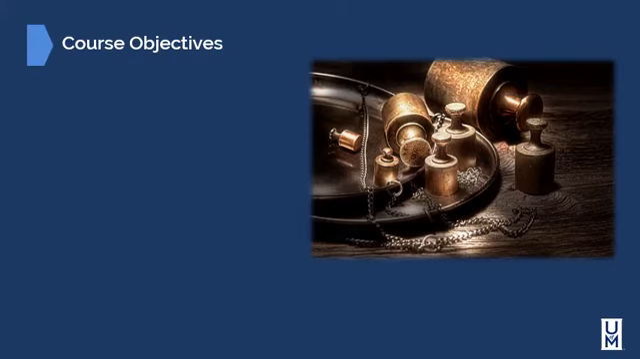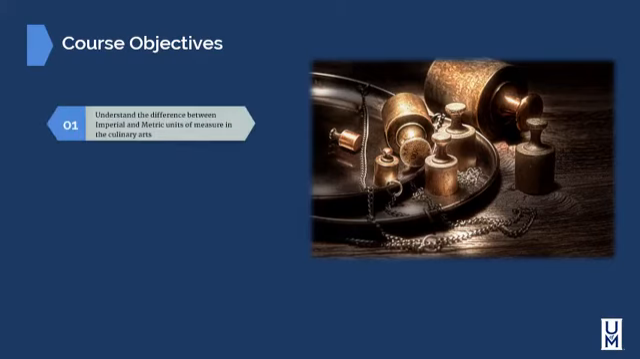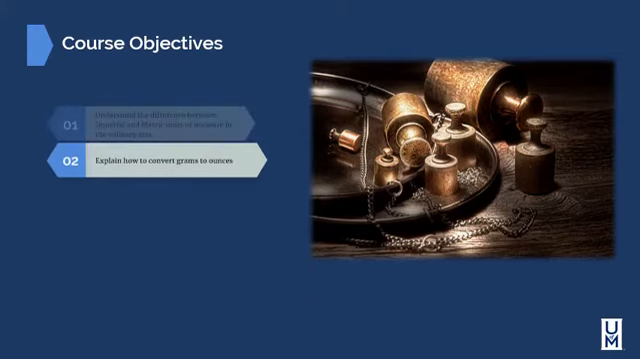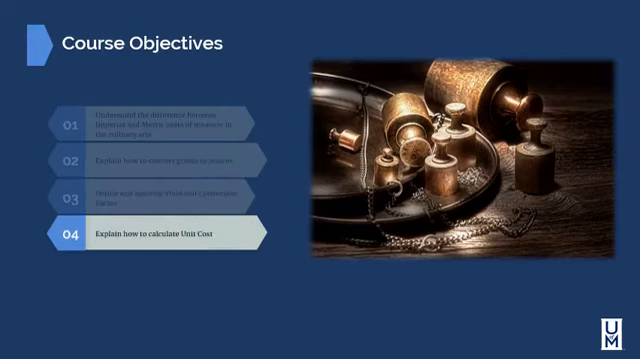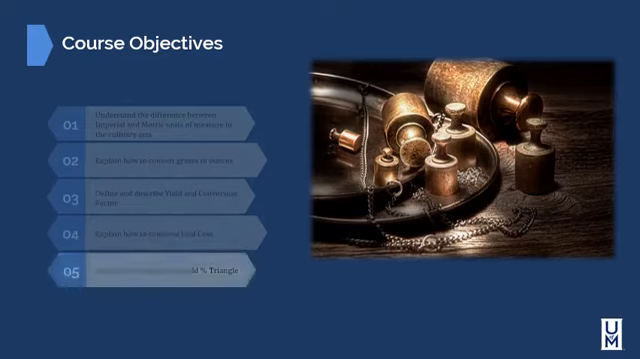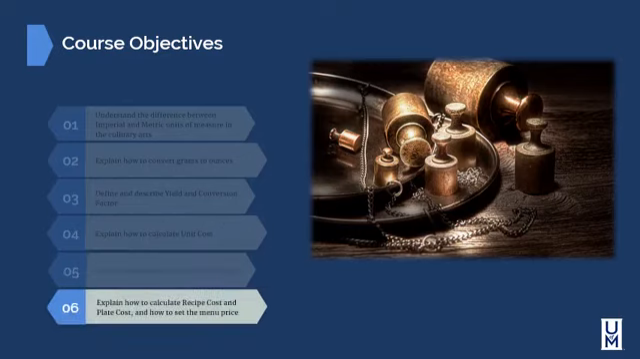The objectives for this module are: understand the difference between imperial and metric units of measure in the culinary arts, explain how to convert grams to ounces, define and describe yield and conversion factor, explain how to calculate unit cost, describe and explain the yield percent triangle, explain how to calculate recipe cost and plate cost, and how to set the menu price.